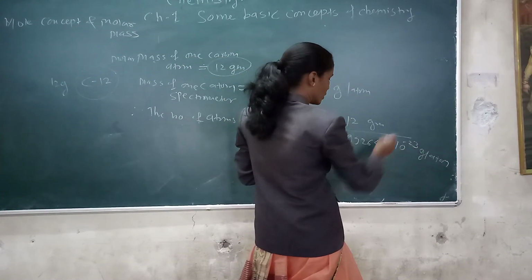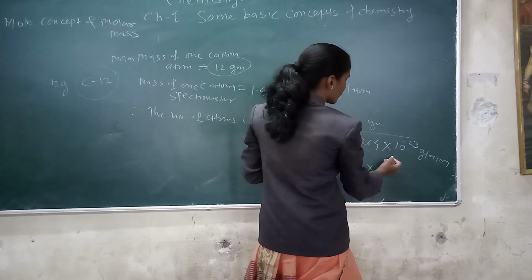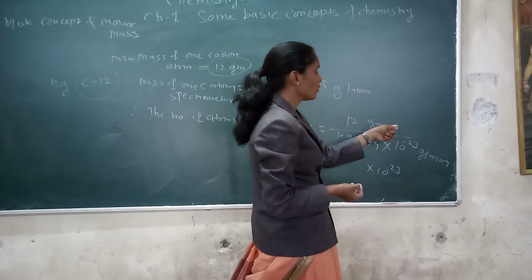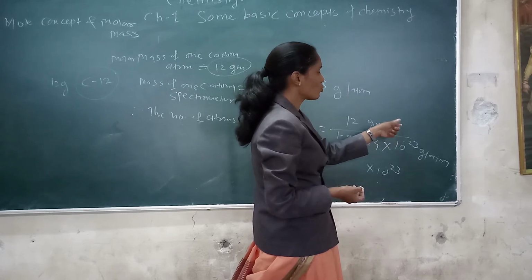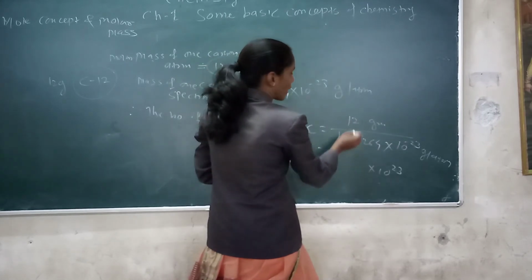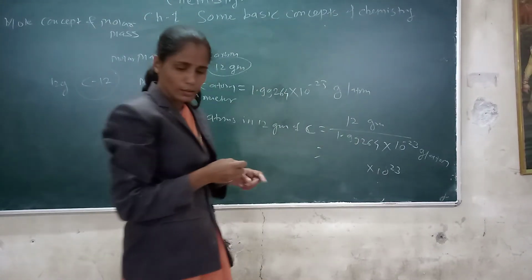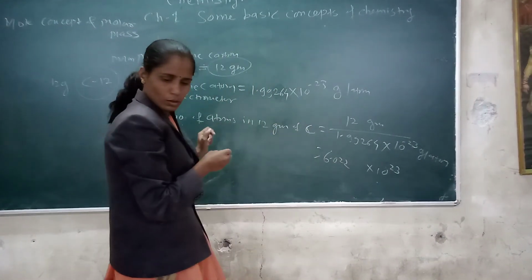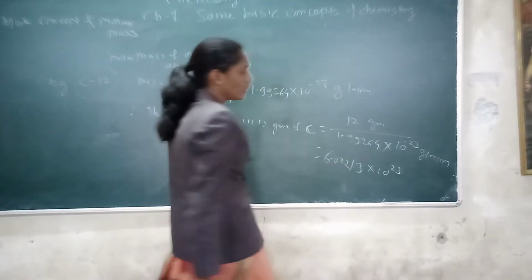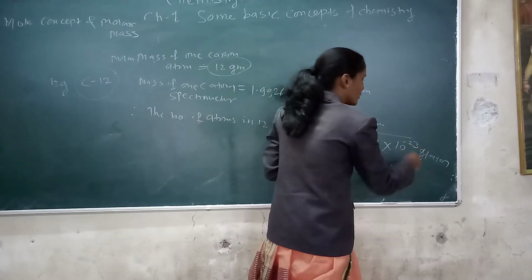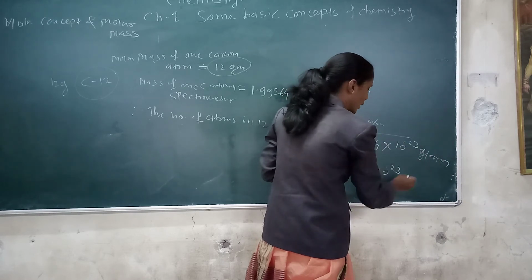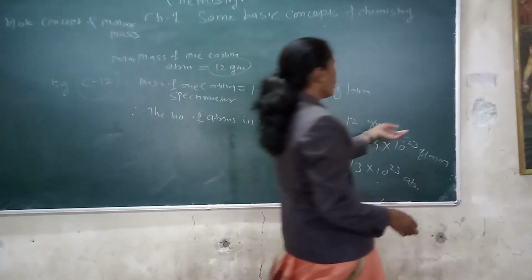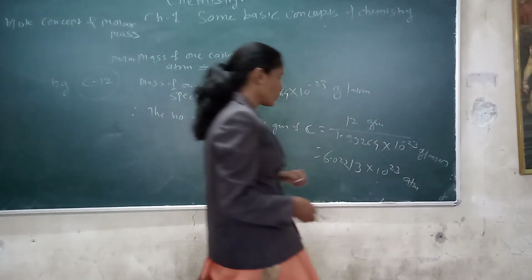Minus 23 gets shifted to plus 23, means 10 raised to 23. By this calculation, we get the answer 6.02213 into 10 raised to 23. Gram gets cancelled, and per atom shifts to the upper side, getting converted into atoms.